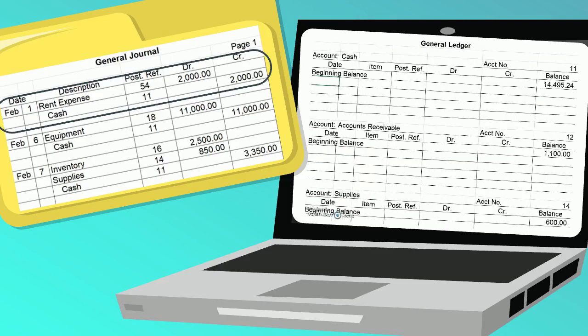We're going to do the same thing for it. We're going to put in our date, what happened, posting reference, and then the amount. This was credited or decreased cash. So now, when I update my balance, it reflects that.